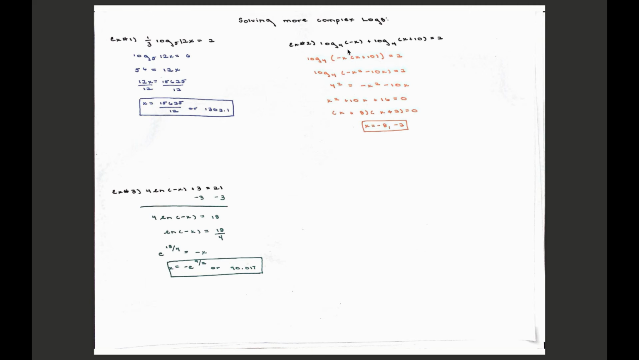For this one, in order to solve this, I recognize the fact that I'm going to have to use my product property. So I'm going to multiply negative x by x plus 10. Okay? So log base 4 of negative x squared minus 10x equals 2.